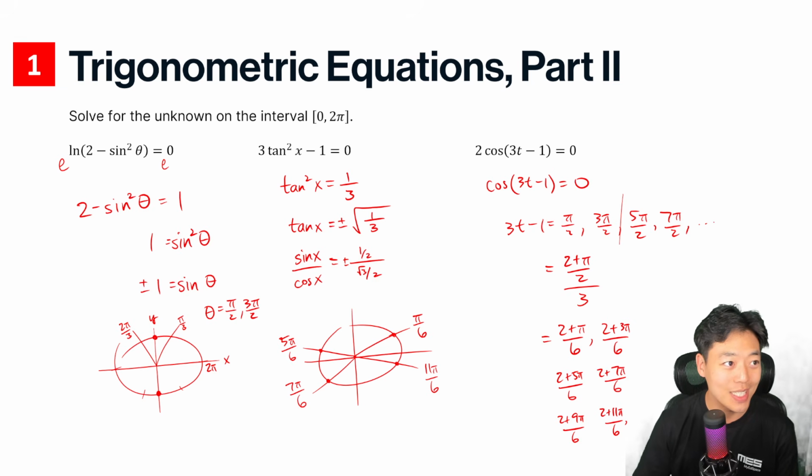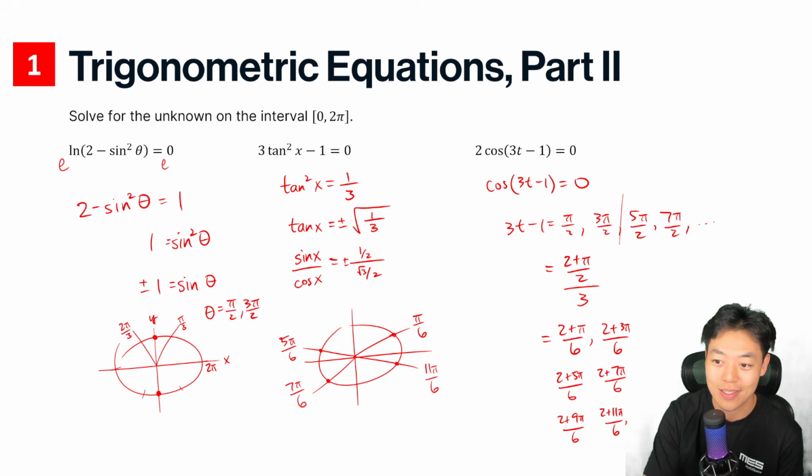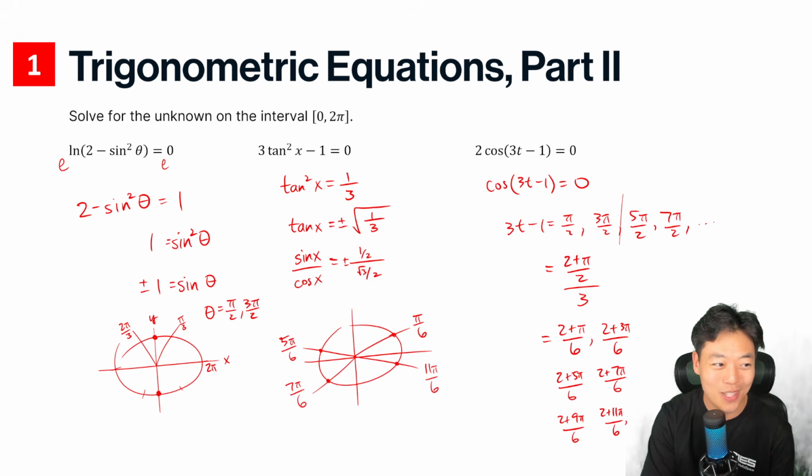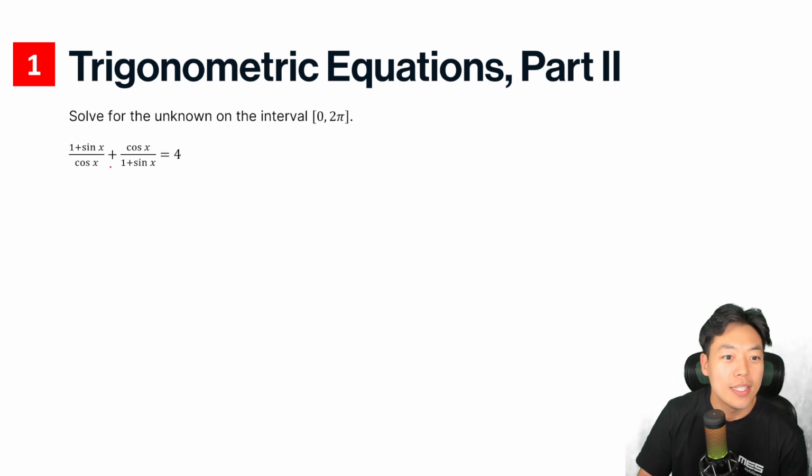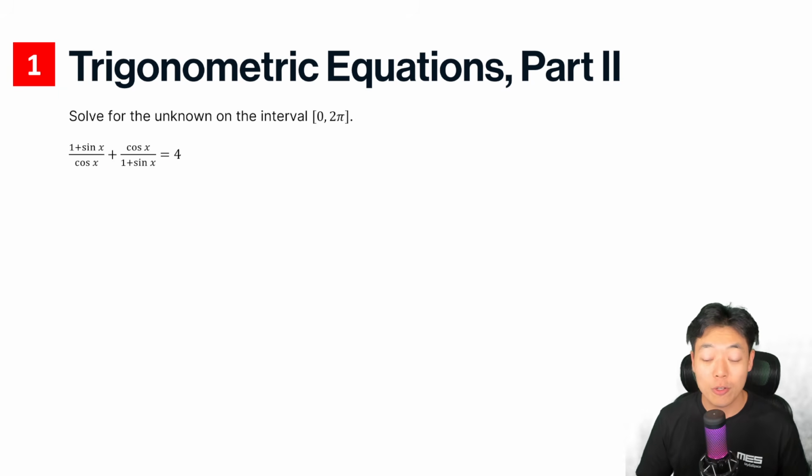Boom, there are your 6 options or solutions to this equation. Pretty neat stuff here. Let's try one more. Solve for the unknown, and this is where verifying your trigonometric identities and things like that may come in handy.